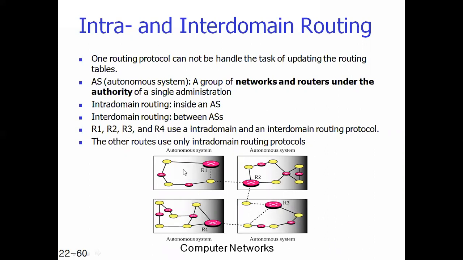So in this way, these are the different autonomous systems that are developed. Now, in an autonomous system there are multiple routers, as well as routers in between autonomous systems. So actually, there are two different types of protocols we have to use. One type of protocol updates the routing table inside an autonomous system, and a different type of protocol is required which updates the routing table in between autonomous systems.